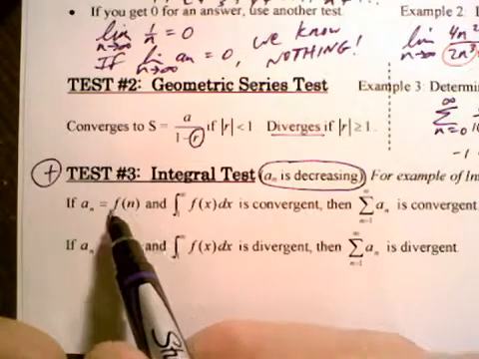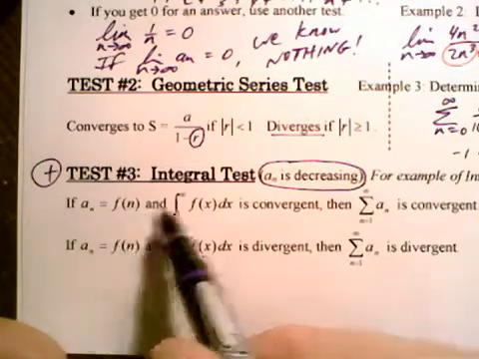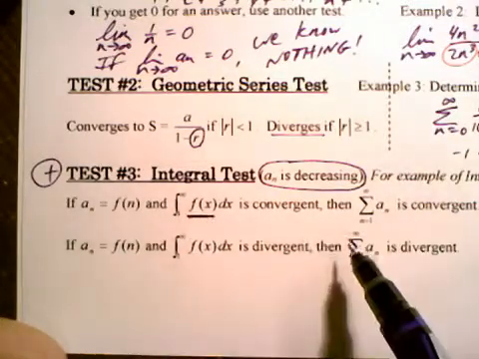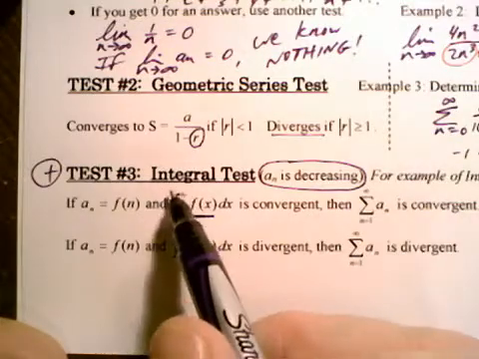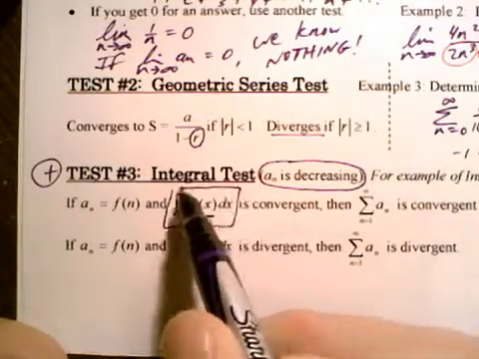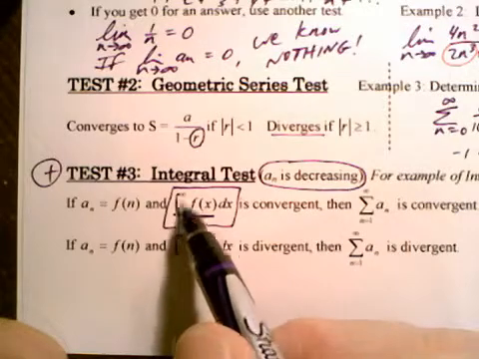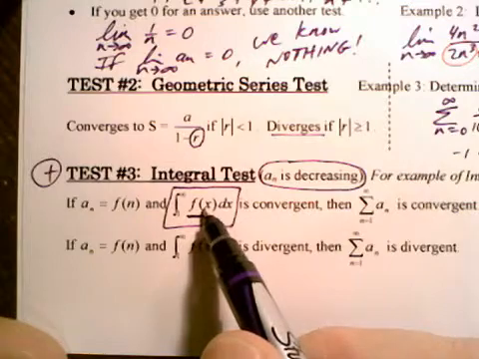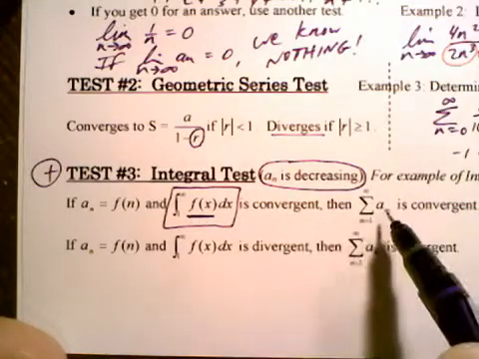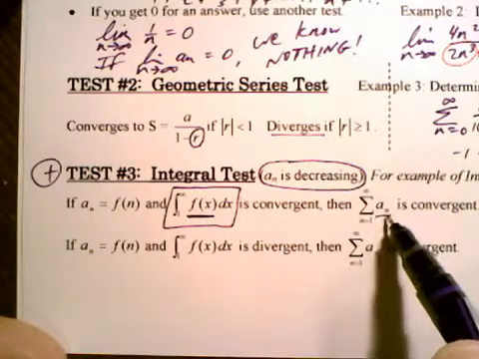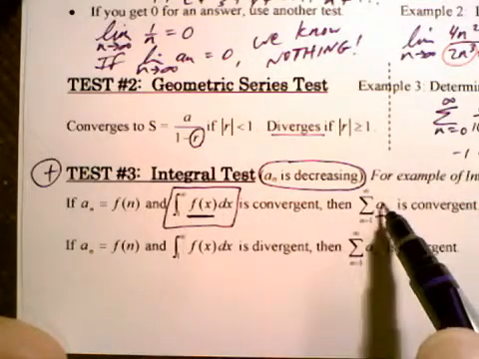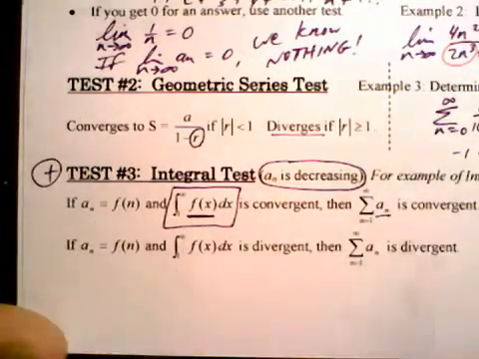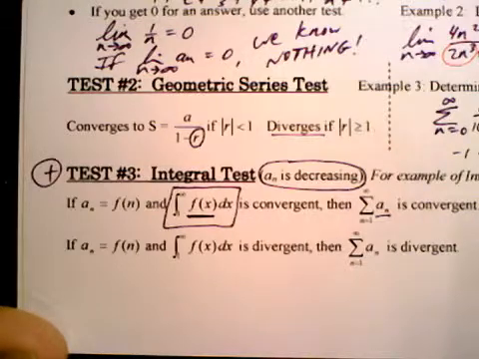Basically, if you take f of n, so you take the nth term and convert it to a function, if back in chapter 8 you learned how to find these improper integrals from 1 to infinity of f of x, and the integral of f of x is convergent, then the series with that same function, instead of f of x, it's going to be a sub n. So let me give you an example. Let's say a sub n is 1 over n squared.